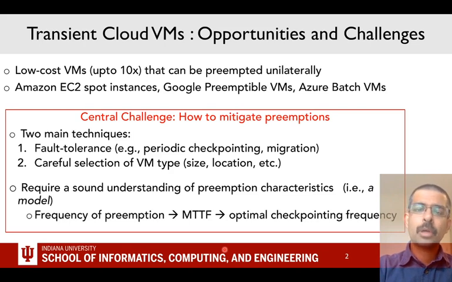For example, the frequency of preemption of a transient VM can be used to derive an MTTF, or mean time to failure, of that particular VM and hence the application. This MTTF can then be used to derive an optimal checkpointing frequency that minimizes the total expected cost and running time of running the application on transient VMs.